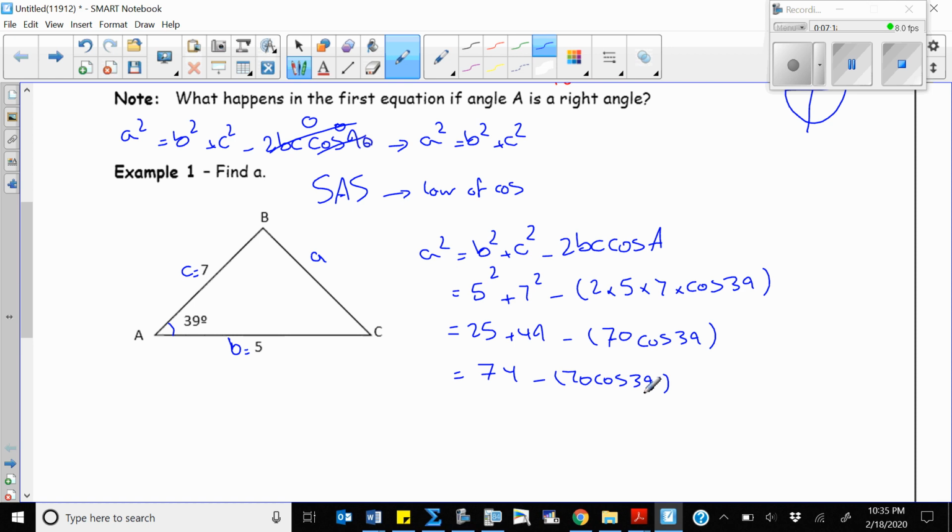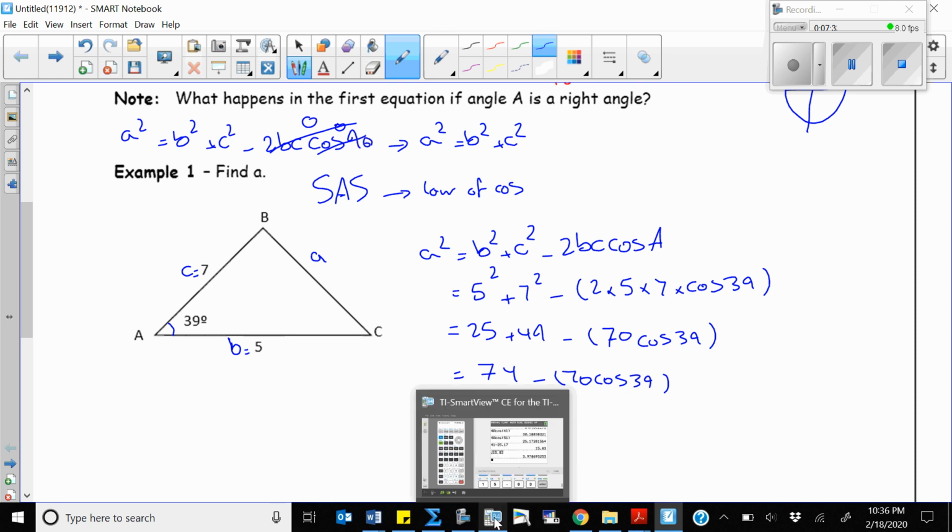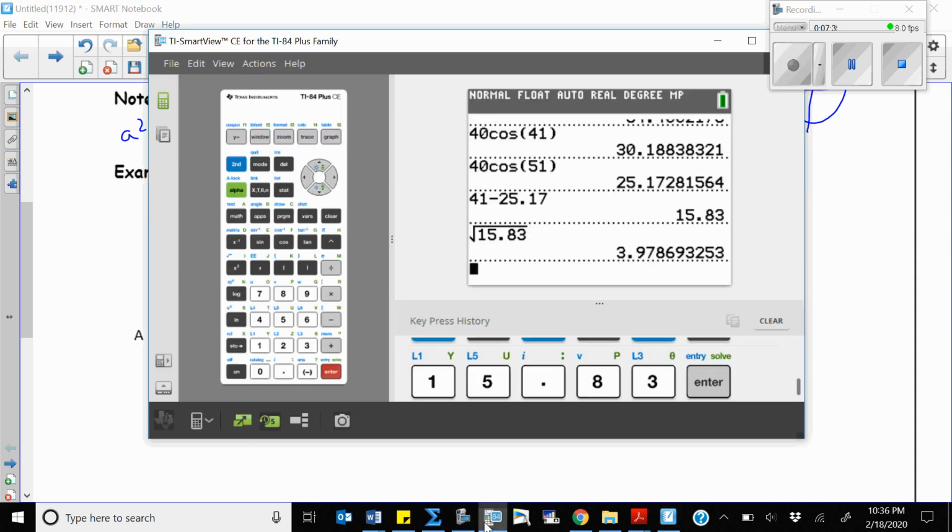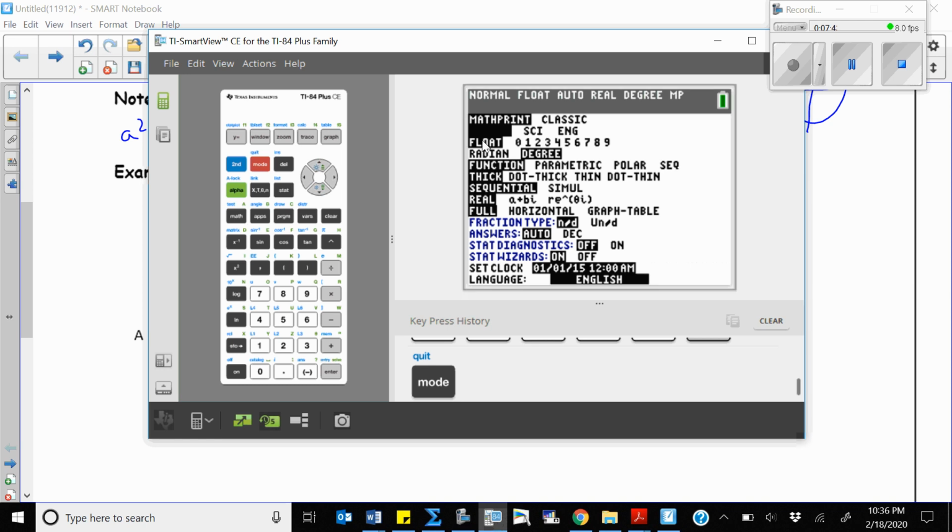The reason I put this in parentheses is to avoid this mistake. So I need to multiply 70 by cosine of 39 first, then subtract it from 74. Okay, so let's see what this part is. I'm going to use my calculator. First of all, make sure your calculator is in degrees mode because we're working in degrees. So let's check if our calculator is in degrees mode. You see it's in degrees mode, so we are good to use that.